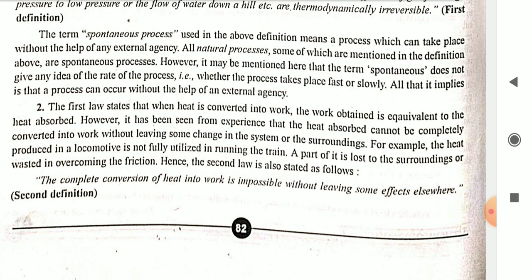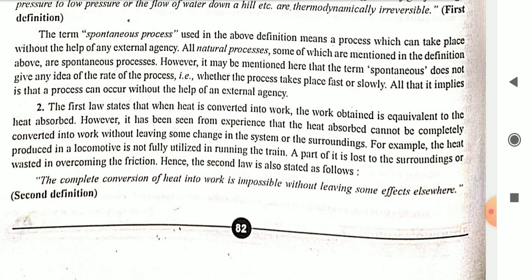All natural processes, some of which are mentioned in the definition above, are spontaneous processes. However, it may be mentioned here that the term spontaneous does not give an idea of the rate of the process, for example, whether the process takes place fast or slowly. All that it implies is that a process can occur without the help of any external agency.